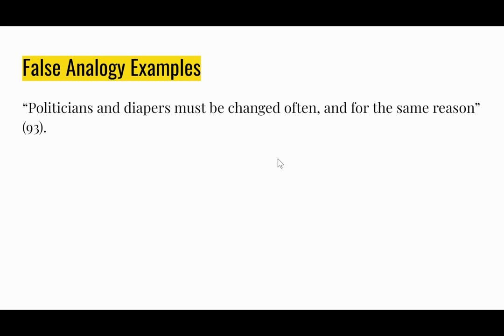Politicians and diapers must be changed ever so often for the same reason. This is a nice joke. The joke is that both are full of crap. However, some politicians perhaps know their stuff.